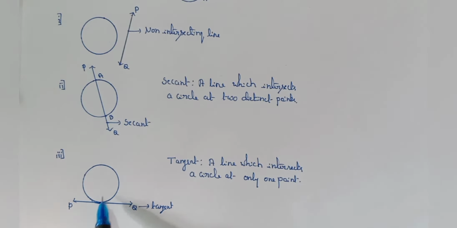Here, the circle and the tangent intersect at a point A. So, the point A is called point of contact. The point of intersection of a circle and a tangent is called point of contact.